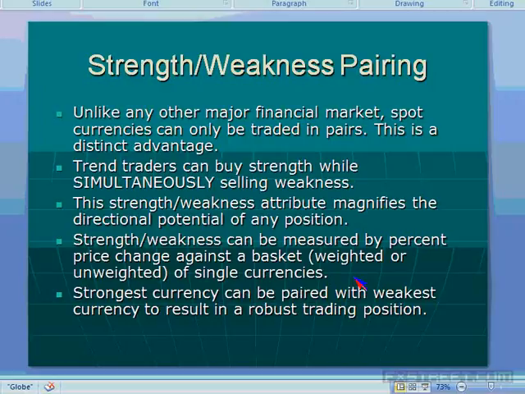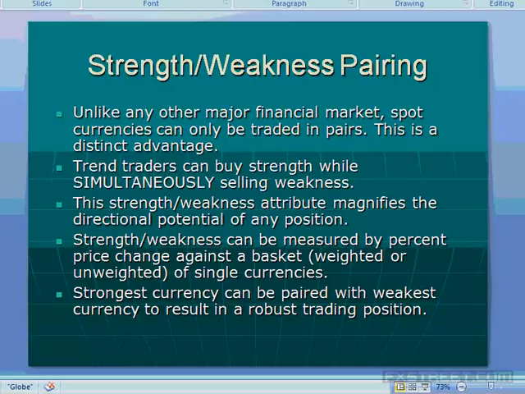For example, the US dollar index is certainly weighted. You take the U.S. dollar and compare it against a basket of currencies, but it's a weighted basket. The way I do it is different. It's going to be unweighted, and I'll show you exactly what I mean. Now, the simple principle is that the strongest currency can be paired with the weakest currency to result in a robust trading position.